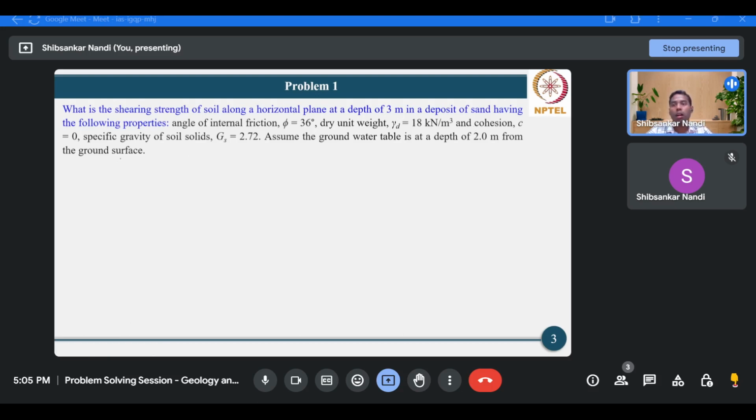Cohesion C has a value of 0, so it's quite expected because the soil formation is typically sandy in nature. The specific gravity of soil solids, GS, is given as 2.72, and in addition to this data, we have to assume that the groundwater table is at a depth of 2 meters from the ground surface. Okay, so this is the problem statement. Depending on that, we have to answer the question: what is the shearing strength of soil along a horizontal plane at a depth of 3 meters in this kind of deposit.